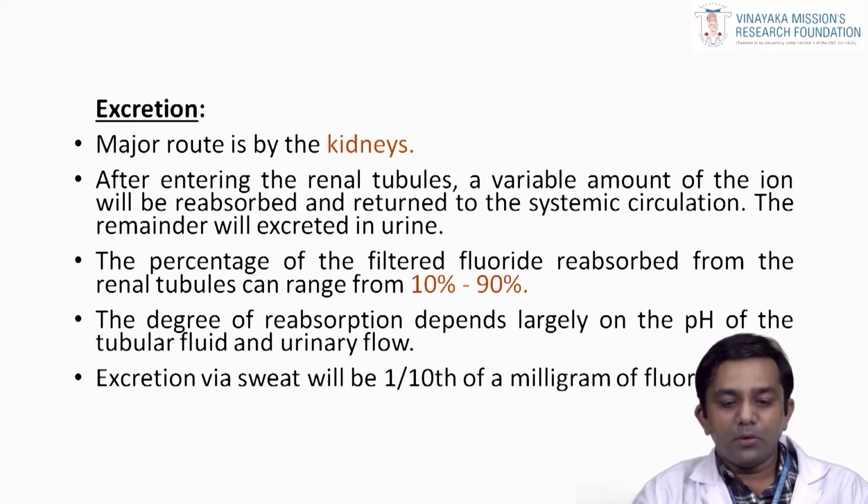A good amount of fluoride is reabsorbed and enters into the systemic circulation, whereas the remainder gets excreted in the urine. The percentage of filtered fluoride that is reabsorbed from the renal tubules can range from about 10 to 90%, and the degree of reabsorption depends largely on the pH of the tubular fluid and the urinary flow. Excretion via sweat is about 1/10 of a milligram of fluoride.